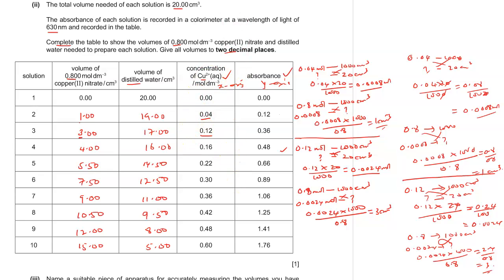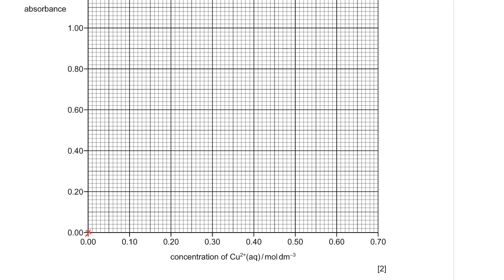Okay, so let's do the plotting. So the first is absorbance is 0, and copper is also 0. So we are going to use crosses. So there you are. That is the first point. The second point is absorbance is 0.12, and copper concentration is 0.4.